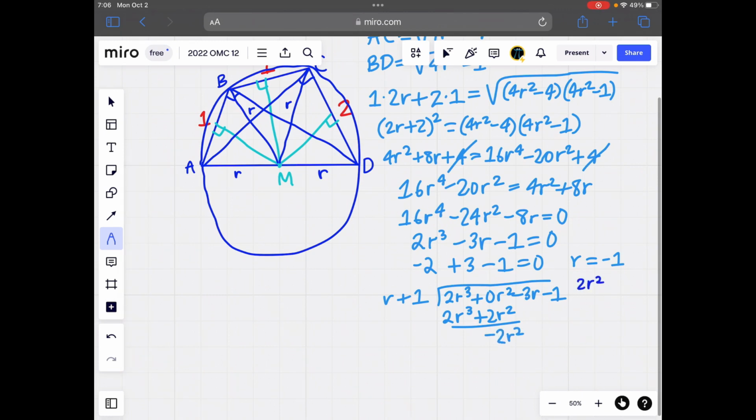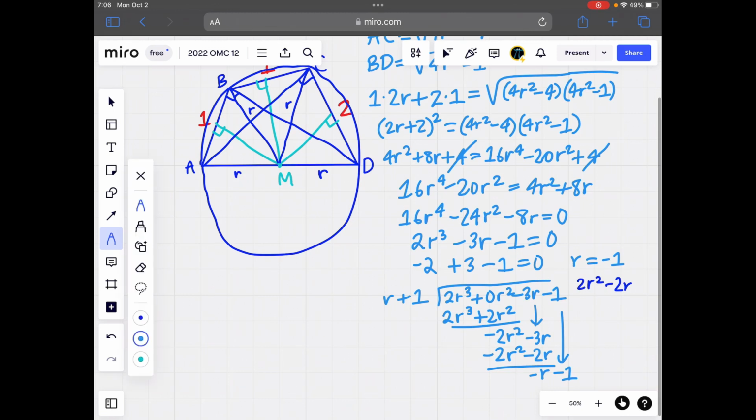So we write 2r squared minus 3r. Multiplying by negative 2r will give us negative 2r squared minus 2r. So we write minus 2r. And then the difference here is negative r. Then we bring down minus 1. And that's exactly equal to r plus 1 times negative 1. So we write minus 1 here. So 2r squared minus 2r minus 1 is the quadratic we need to solve that r satisfies.